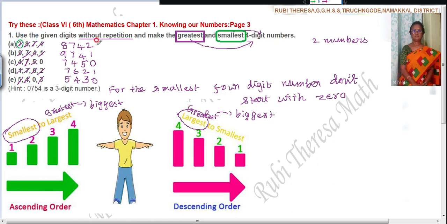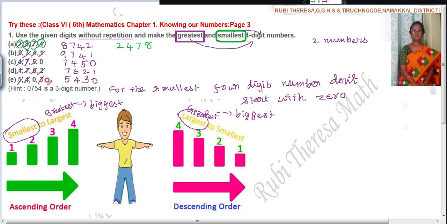2. You should not repeat it. Next one is what? 4. Next one is what? 7. Now you are writing in ascending order. Next is 8. This is the smallest 4-digit number. You are going from smallest to largest.